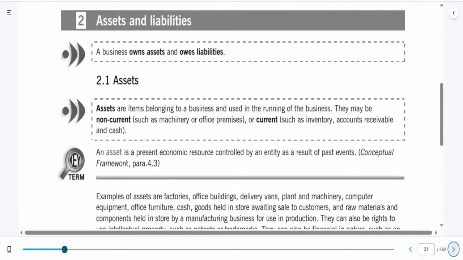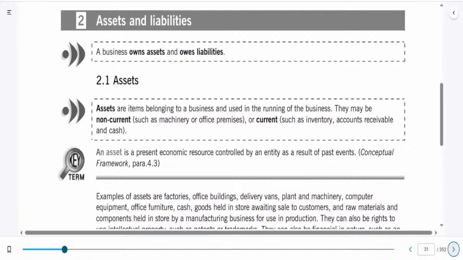Two types of assets. There are two main types of assets. 1. Non-current assets. These are assets that the business plans to keep for a long time. They're usually bigger items that aren't quickly used up. For example, machinery, equipment used for manufacturing or production. Office premises, the building or space where the business operates, like an office or a factory.